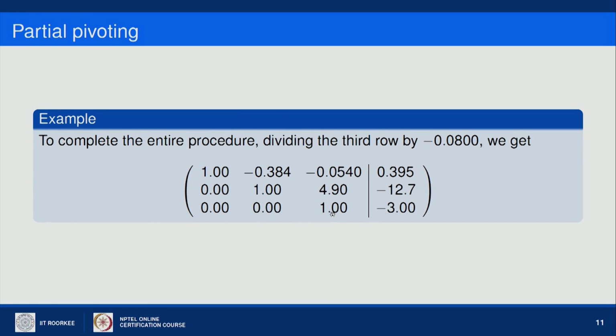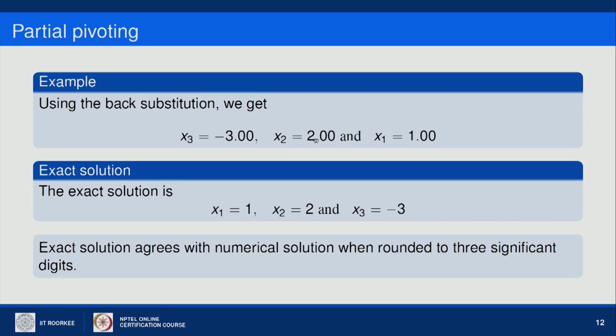So from here, if I use back substitution, you can see that x3 will become minus 3, x2 will become 2 from the second equation after substituting the value of x3, and x1 will become 1 after putting the values of x3 and x2. The exact solution is x1 is 1, x2 is 2, x3 is minus 3, which is the same as what we got using Gaussian elimination with partial pivoting. Hence the exact solution agrees with the numerical solution when rounded to 3 significant digits.